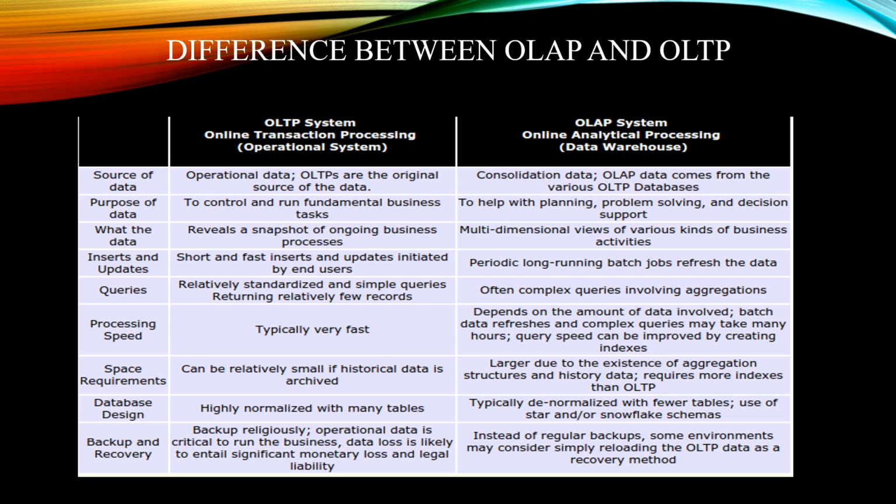The processing speed is very fast in online transaction processing, whereas in online analytical processing it depends upon the amount of data involved. Space requirements can be relatively small in online transaction processing, whereas in online analytical processing they are larger due to the existence of aggregation structures and history data. Database design: it is highly normalized with many tables in online transaction processing. In online analytical processing, it is typically denormalized with fewer tables, using star and snowflake schemas.